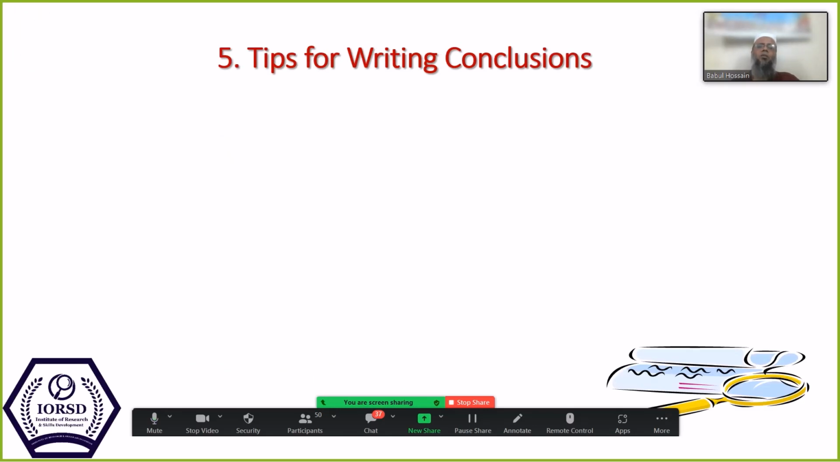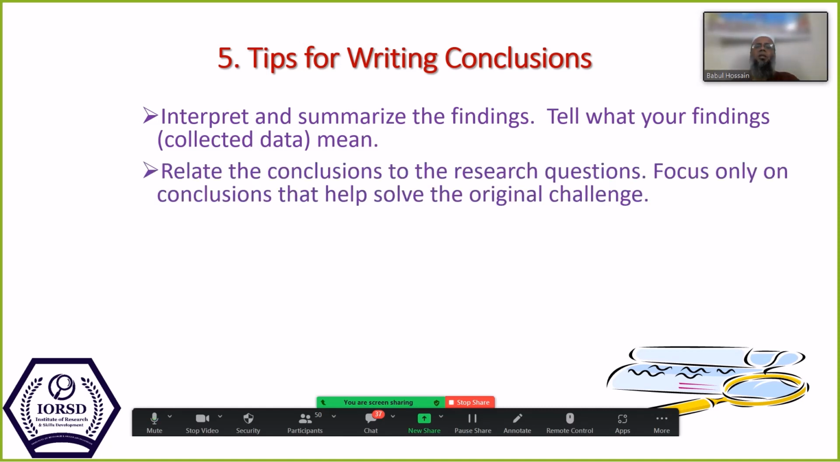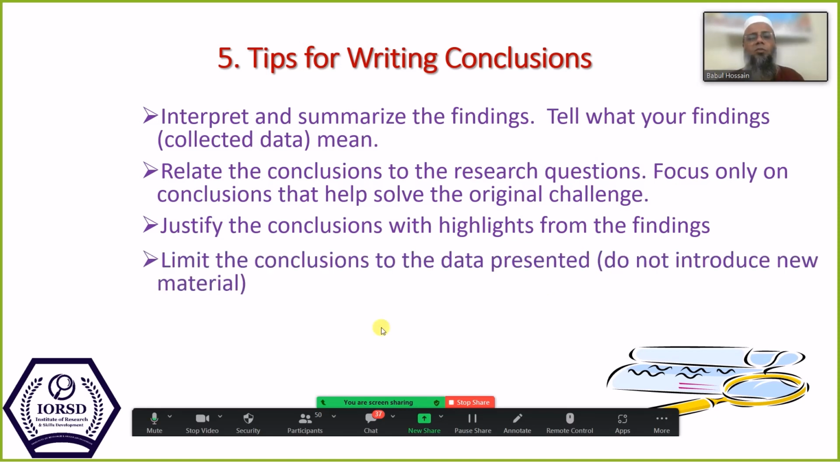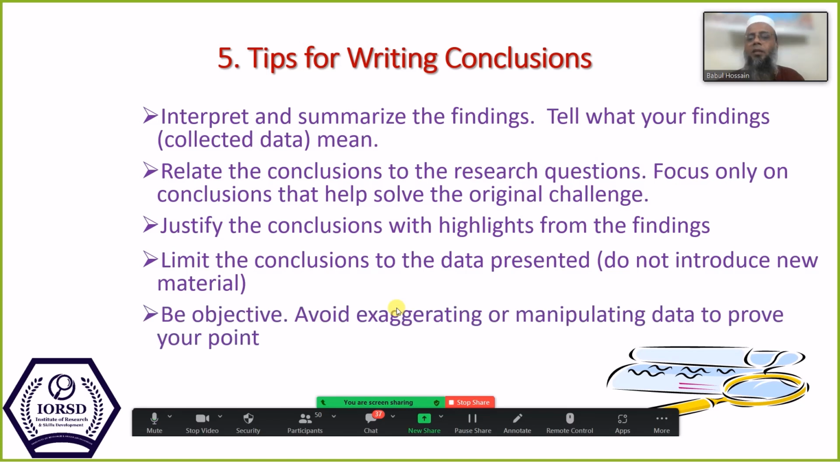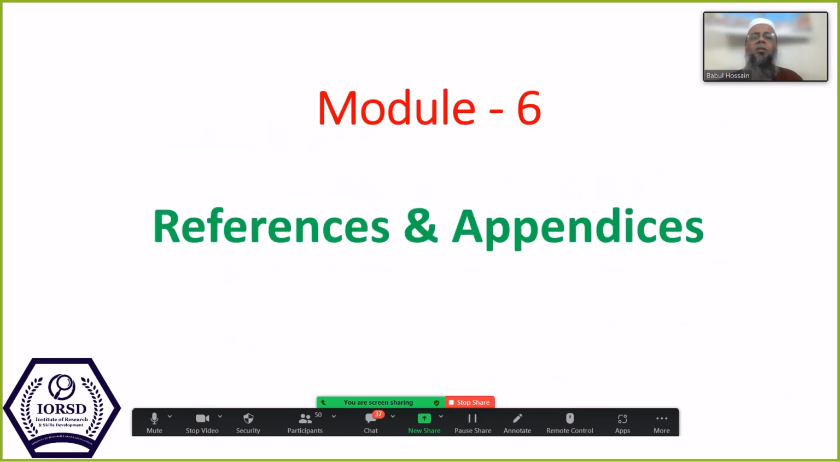Tips for writing the conclusion. Interpret the summaries of the findings. Tell what your findings mean, and relate the conclusion to the research questions. Focus only on conclusions that help solve the original challenge. Justify the conclusions with highlights from the findings. Limit the conclusion to the data presented, and be objective. Avoid exaggerating or manipulating data to prove your point. Use consistent criteria for evaluating alternatives.